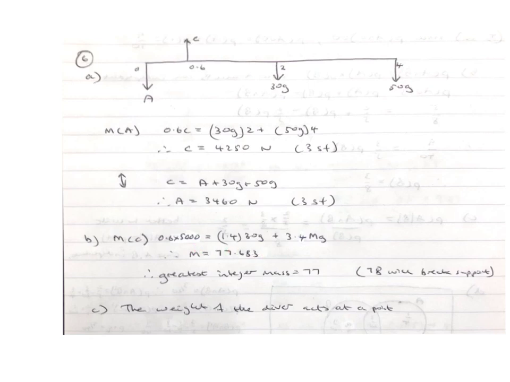Remember, at the end of every question, read the question. You may think you've answered it, but just read the question, check you've done it. It says the greatest integer mass that will be supported. 78 will break the support, 77 won't. And part C, the particle is the weight of the die that acts at a point.